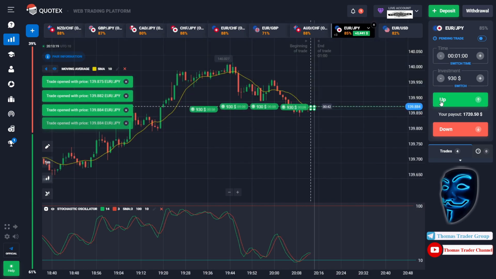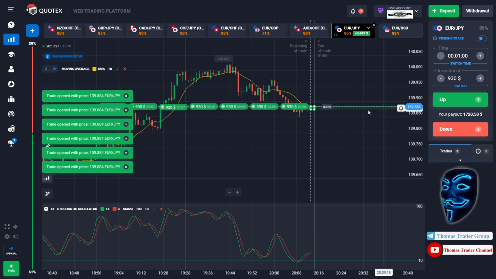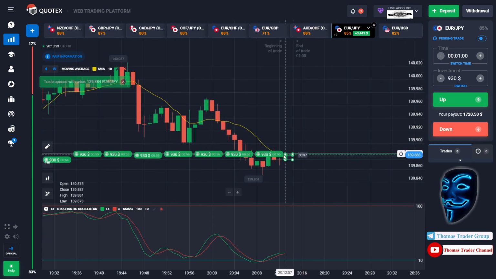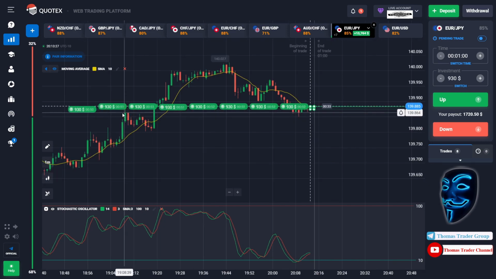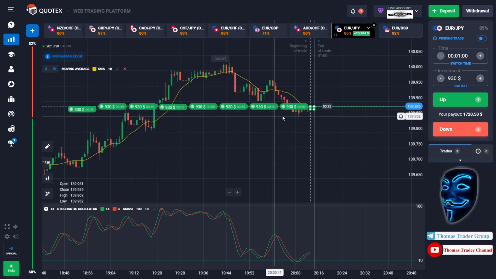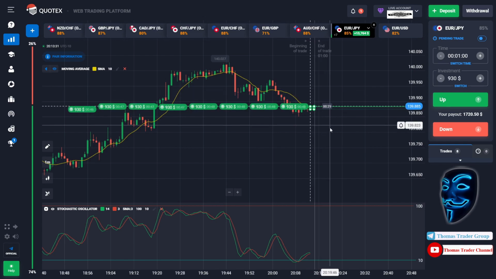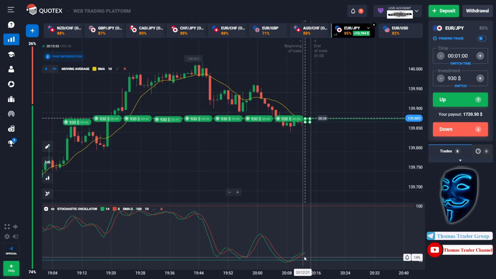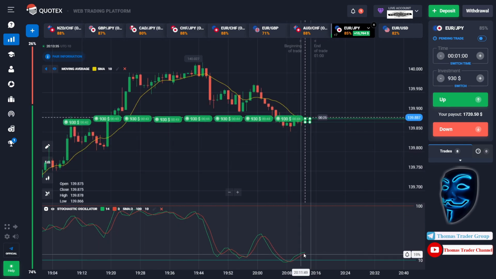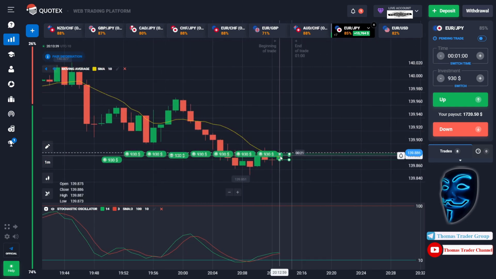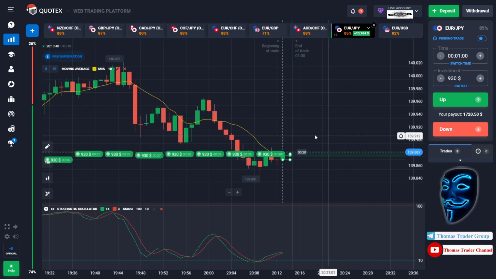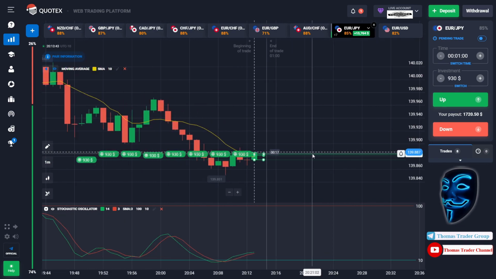We will open 8 positions of $930, and as you can see over here, the market is going bearish and the market has already touched the support area over here. When the market touches the support area, it will make a rebound, and as you can see over here, the stochastic oscillator is facing bullish trend, and I'm sure that the market will continue the bullish trend and make a rebound on the support area. Let's prove it and let's wait till the end of our trade.